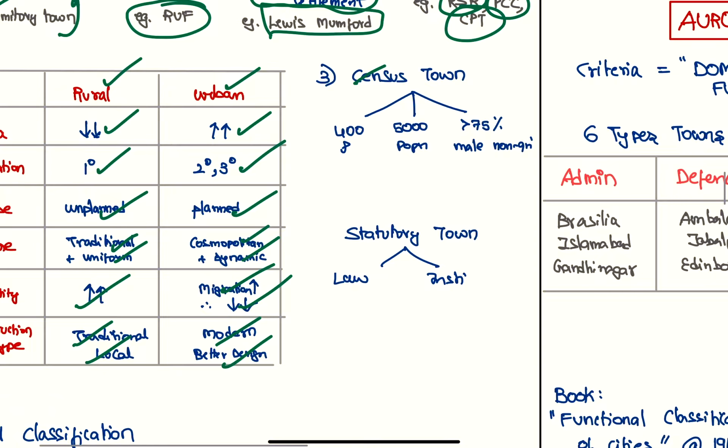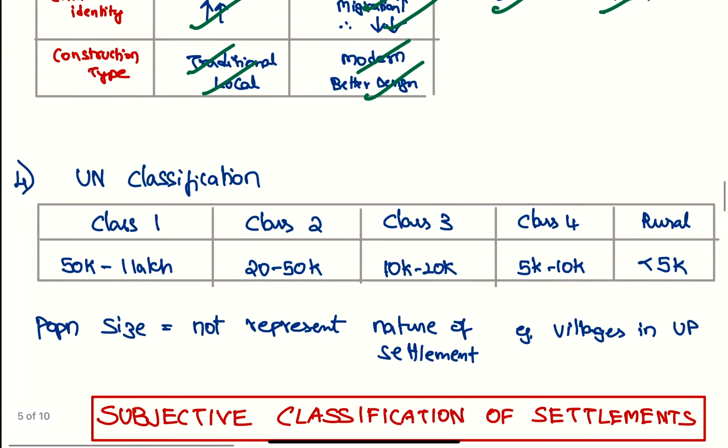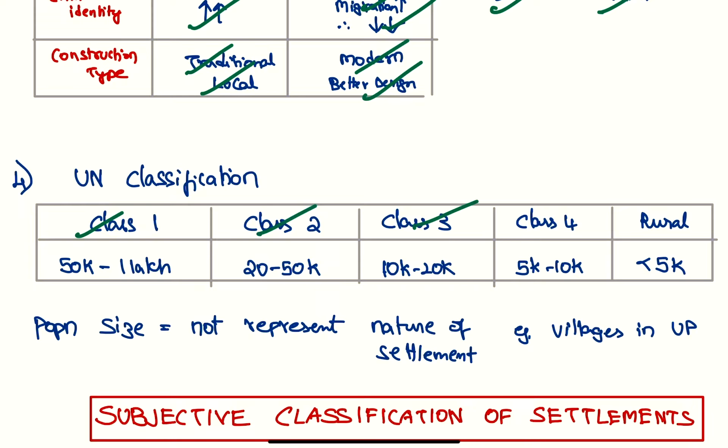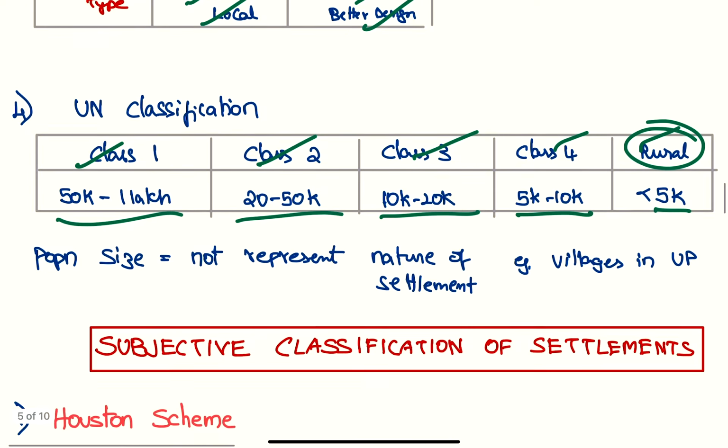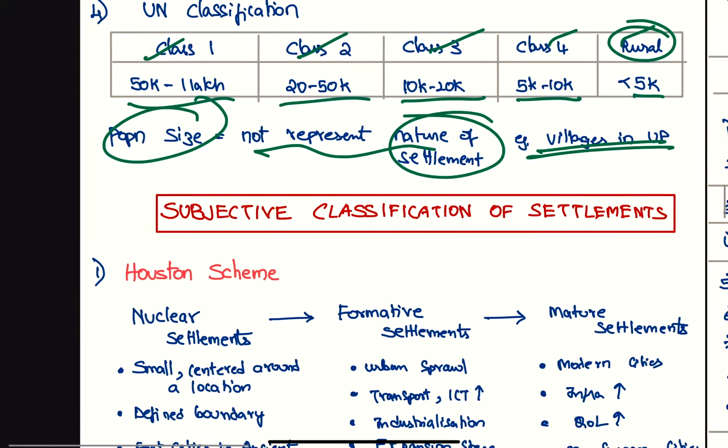Next, we have census town and statutory town. Here, density is more than 500, population greater than 5,000, more than 75% male workers in non-agricultural activities. These are defined by laws of the institutions. Next, we have the UN classification, class 1, 2, 3, 4, and 5, or the rural areas. This is less than 5,000. This is 5,000 to 10,000, 10 to 20,000, 20 to 50,000, 50,000 to 1 lakh. But population size does not represent the nature of the settlement. For example, many villages in UP have huge populations, but they are not urban.